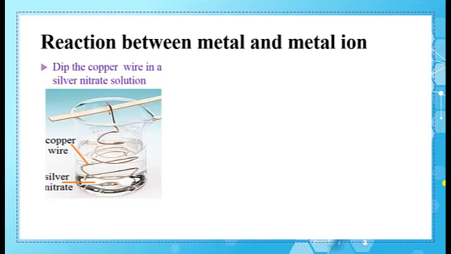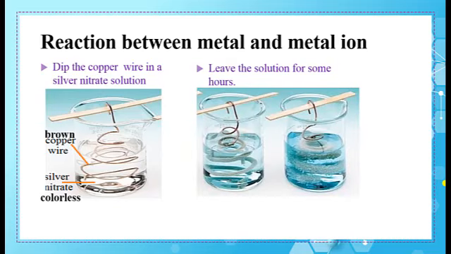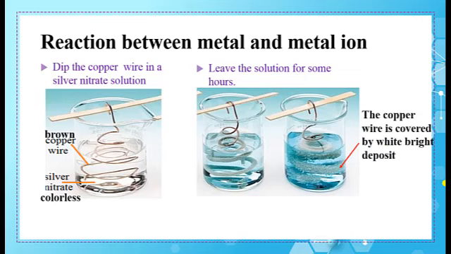What is the color of the copper wire? It is brown. And what is the color of the silver nitrate solution? It is colorless. Now we have to leave the solution for some time. Let's observe the figures. As you can see, the copper wire is now covered by a white bright deposit.